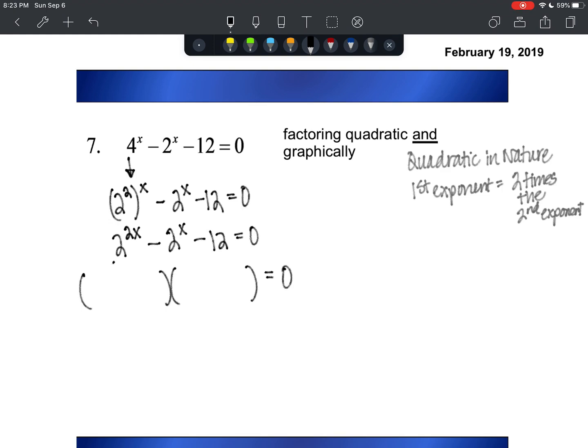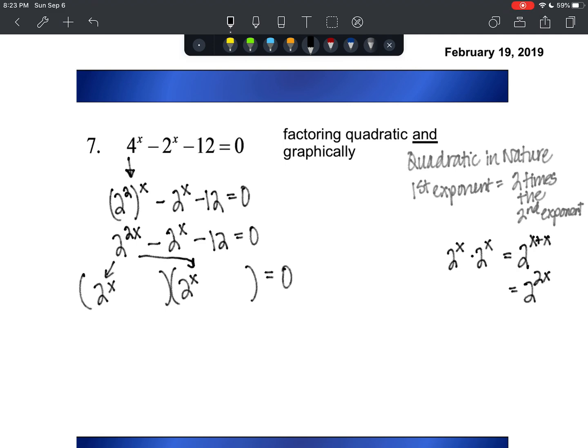Now, how do I get back to 2 to the 2x? Well, that's going to be 2 to the x, 2 to the x. This is tricky. 2 to the x times 2 to the x. You keep the base and you add the exponents. x plus x is 2x. You keep that base and you just add the exponents. So that's how we get back to 2 raised to the 2x.